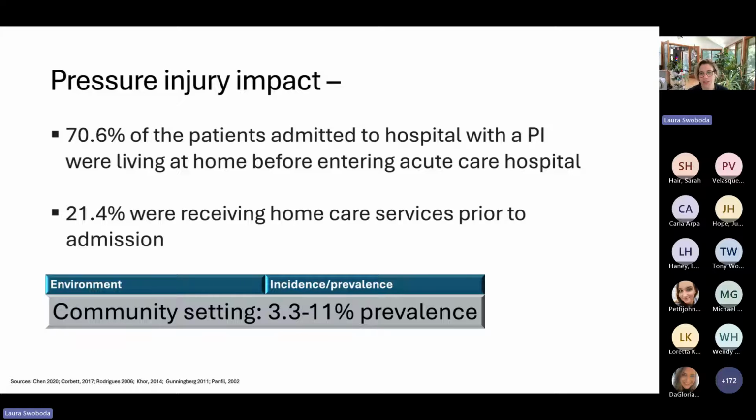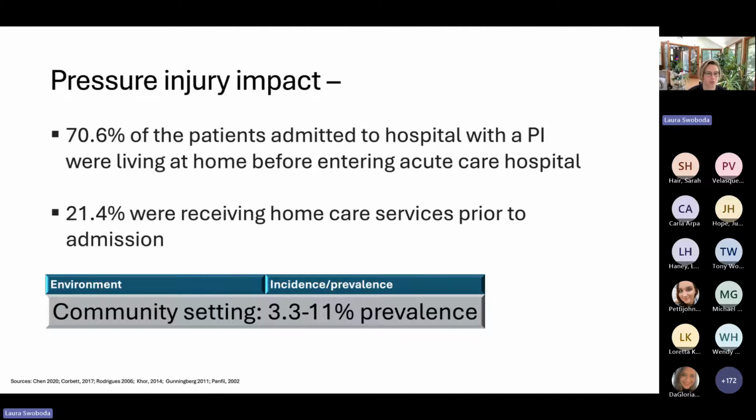70.6% of the patients admitted to hospital with a pressure injury were living at home before entering acute care hospital. So a lot of these pressure injuries are developing in that home setting. And I think a lot of what we're talking about today can cross over into that setting. And when we're looking at reform of our healthcare systems and making sure that people can access the tools that they need, we need to be considering that environment as well.